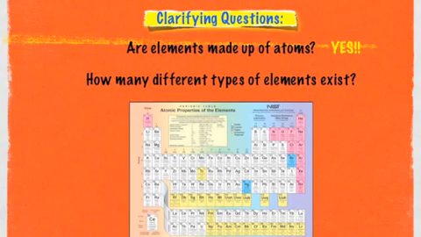And every block that you see there, or every tile, or section of this periodic table of the elements, represents a different element. This is not quite the most current periodic table of the elements. We have somewhere in the neighborhood of 116 or 117 different types of elements that exist in our world.